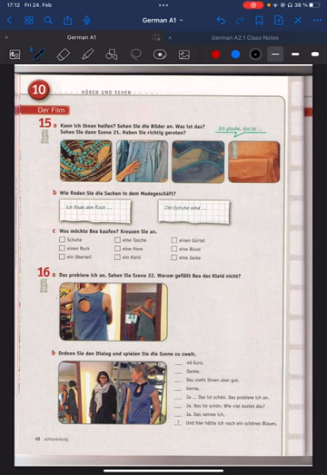Okay. Then, let's look at this. Kann ich Ihnen helfen? Can I help you? Sehen Sie die Bilder an. Look at the pictures. Was ist das? Haben Sie richtig geraten? Have you guessed it correctly?